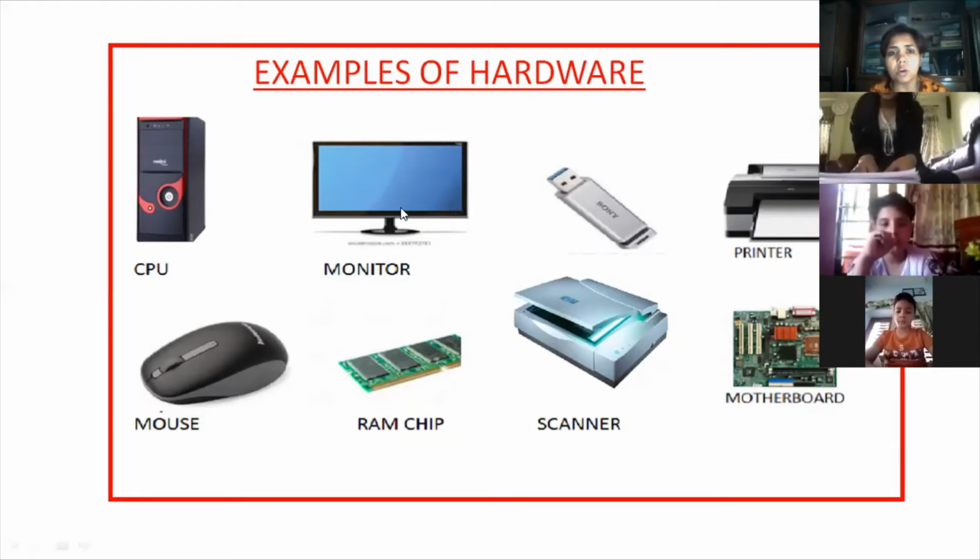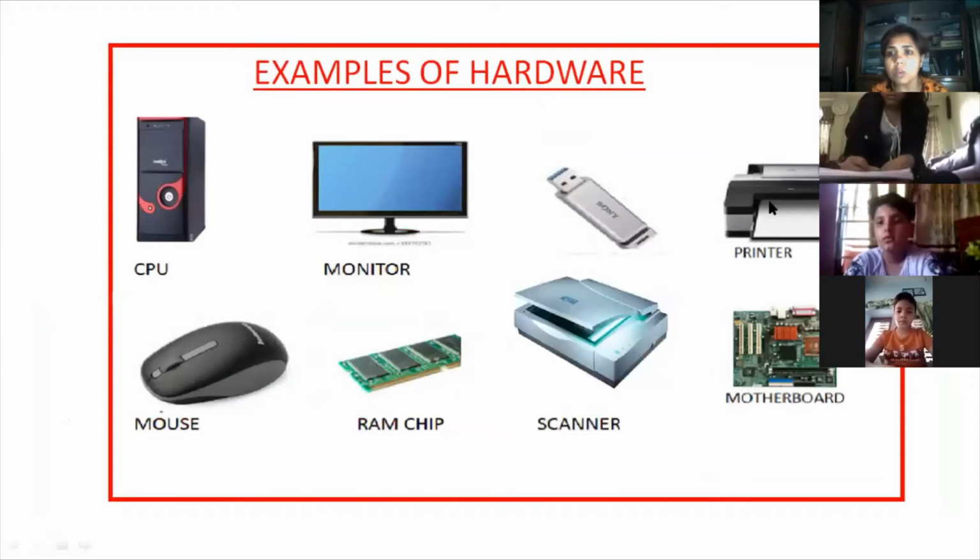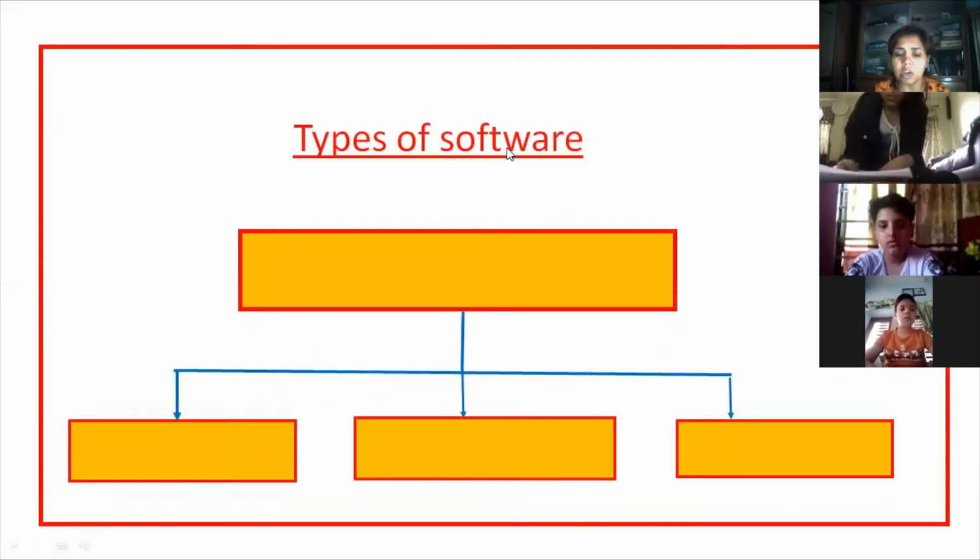Then next one is monitor, pen drive, which is also known as flash drive, printer, mouse, RAM chip, scanner, motherboard. All these are examples of hardware. RAM chip and motherboard are inside casing box, and other hardware are external hardwares like monitor, pen drive, printer, mouse, scanner. All these are hardware parts which we can see outside the casing box.